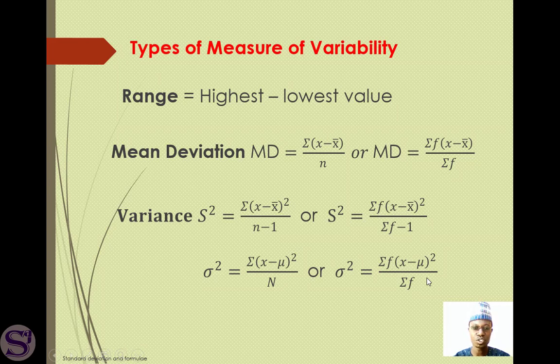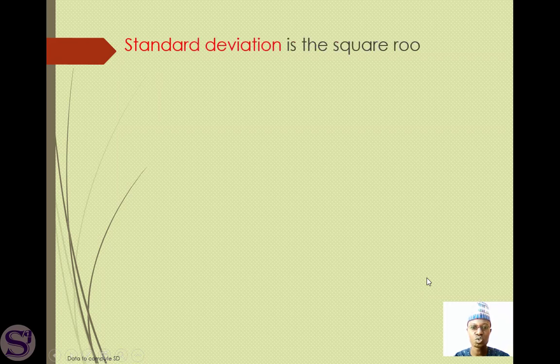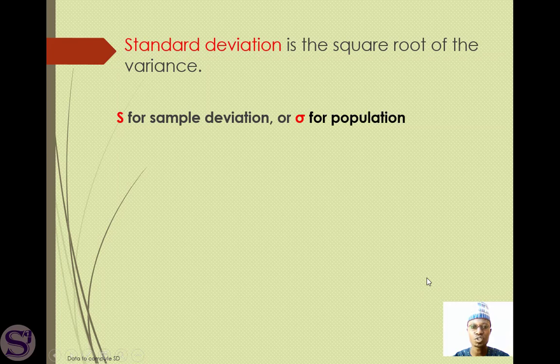So this led to the introduction of the standard deviation, which is the square root of the variance. The square root of the variance reduces the cumbersomeness of the output of variance. Standard deviation is denoted by S for sample deviation or sigma for population deviation. And it can be calculated using this formula.